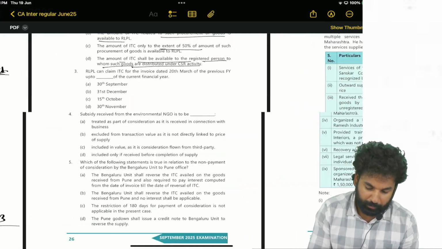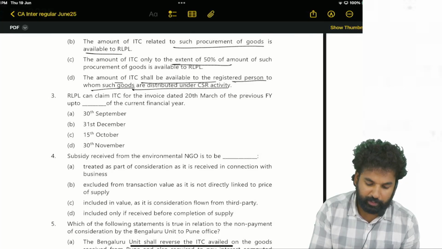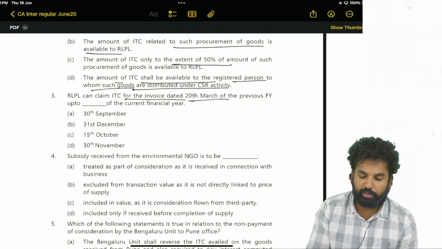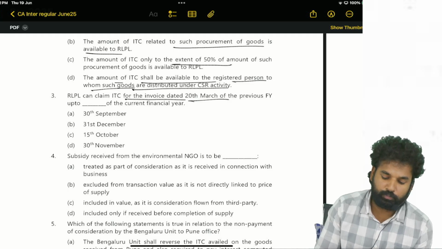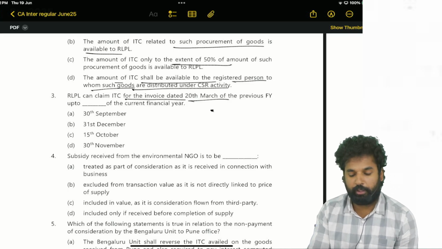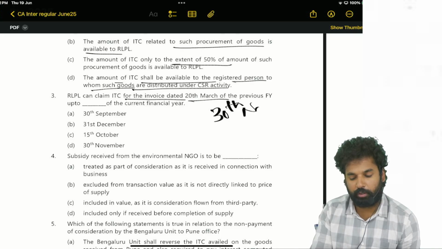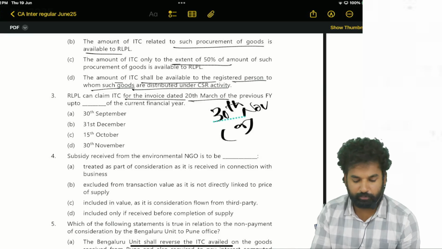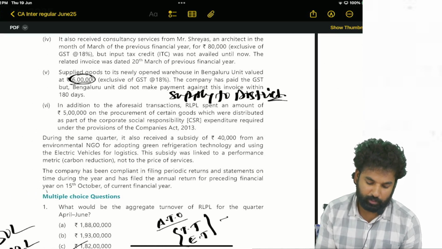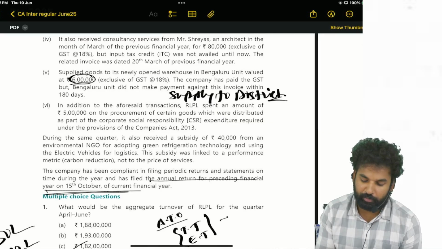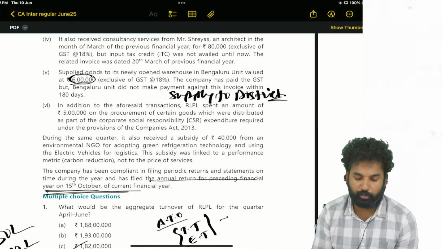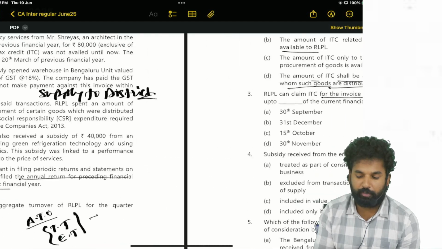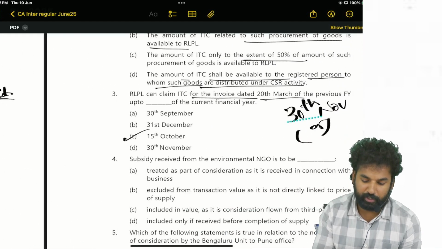Okay. Next, RLPL can claim ITC for the invoice dated 20th March for the previous year up to 30th November or date of filing annual return, whichever is earlier. Annual return filed for preceding financial year on 15th October. So the latest date will be this date, so by this date it can be claimed.